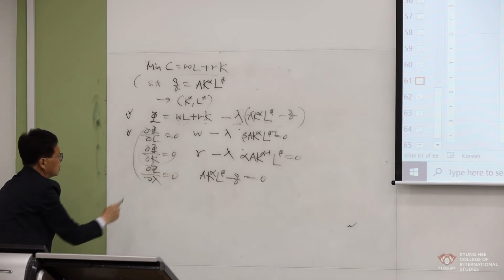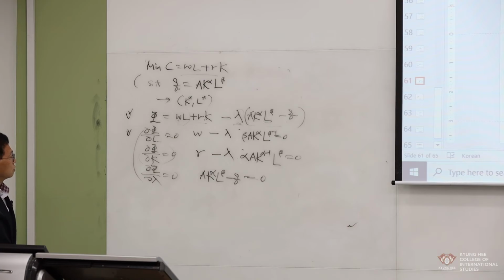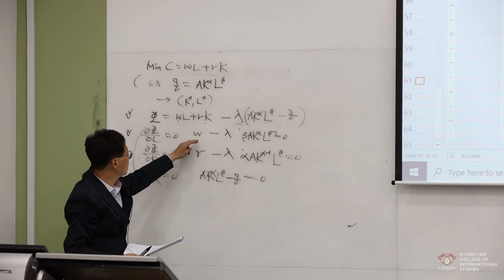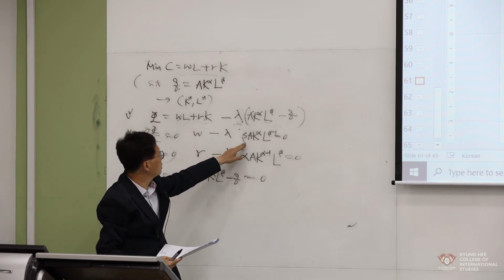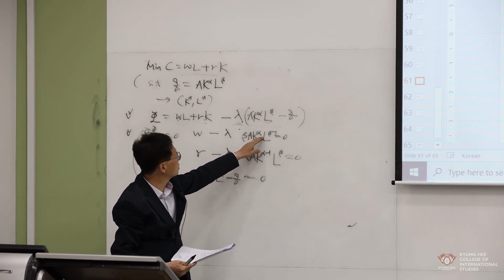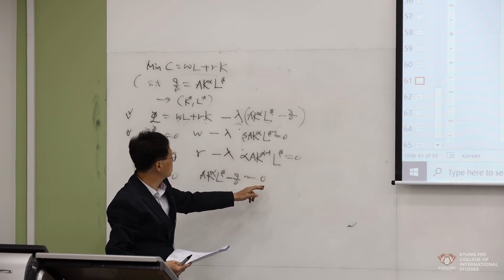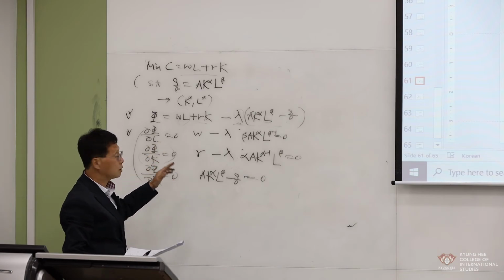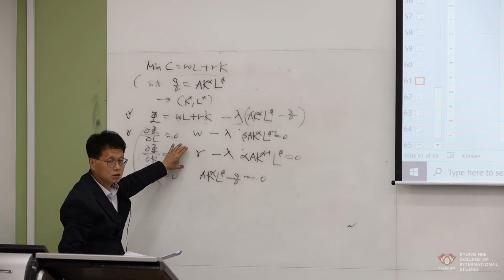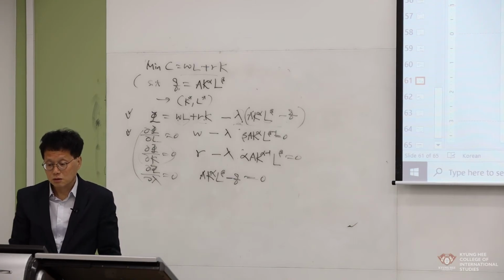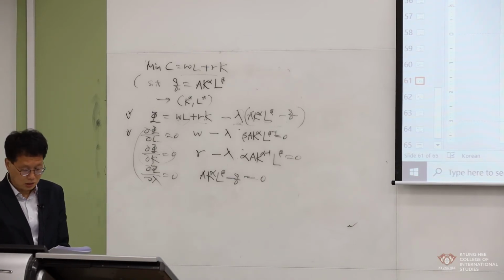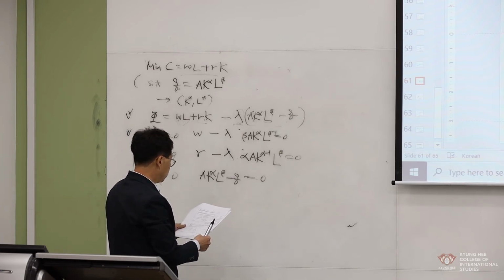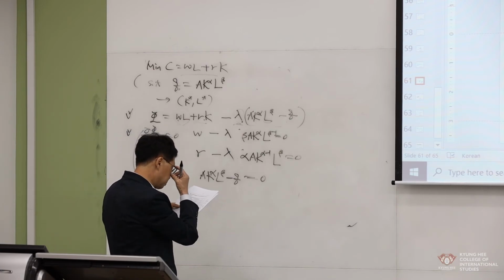So we find 3 first order conditions. W is a constant number, right? Because it is a perfectly competitive market. R is a constant number. Beta is a constant number. Alpha is a constant number. Everything is a constant number except three variables, L, K, lambda. And we have three equations. So we can solve these equations simultaneously, right? Okay, then what is the next process?